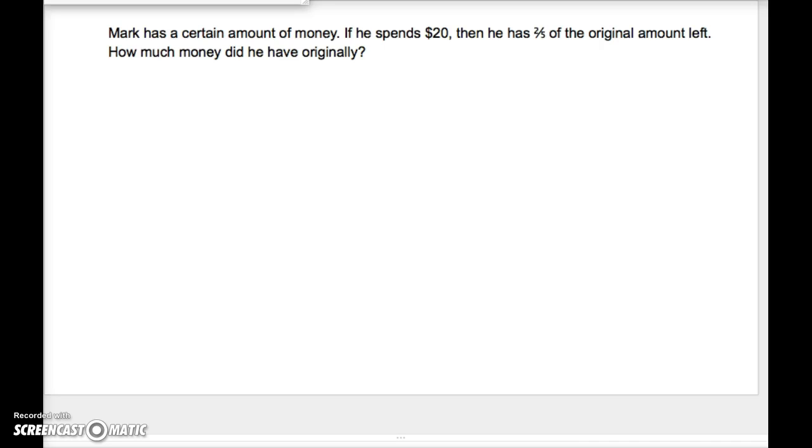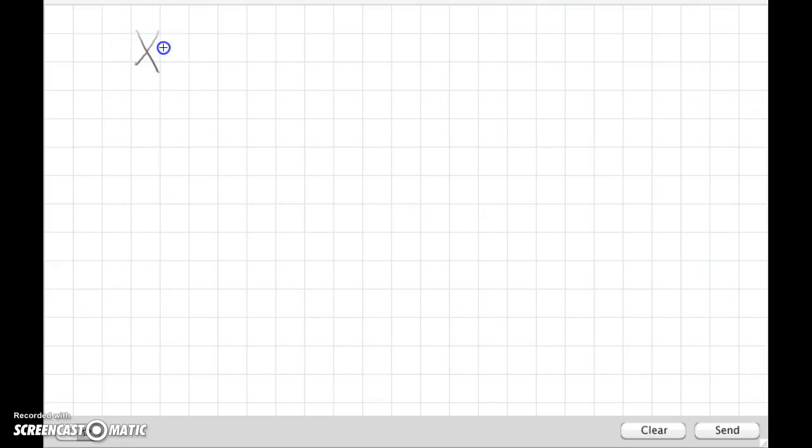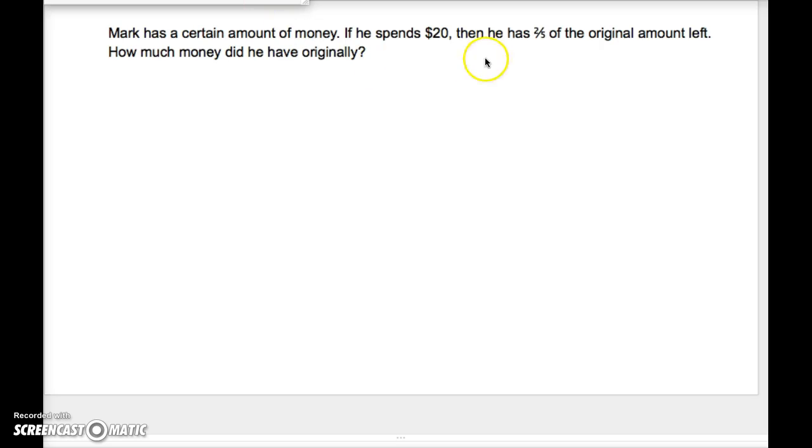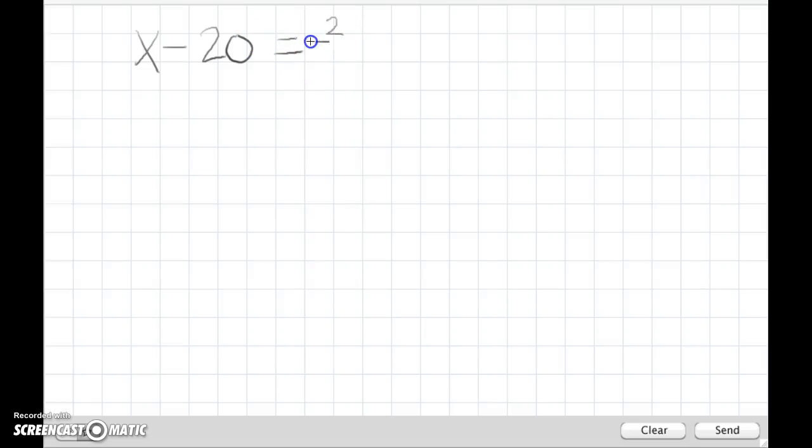So remember, we just take this and we write this exactly how it reads. Mark had a certain amount of money. We don't know how much money he had, so that's going to be our X. He spends $20. Well, you know that anytime you spend money, you are subtracting it. So as we start to form our equation, it's going to start with X minus 20 equals, and then it said when he spent $20, then he had 2/5 of the original amount left. So that would have to equal 2/5 of, which means times, the original amount that he started with, which was X.